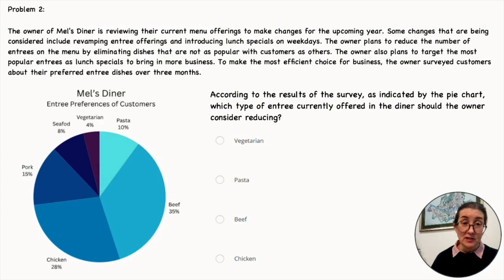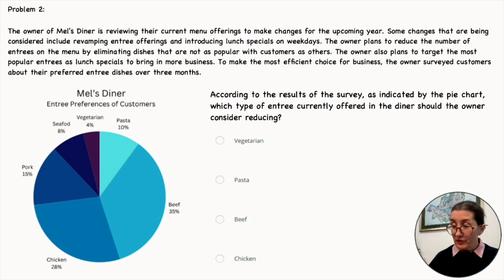3 months. According to the results of the survey as indicated by the pie chart, which type of entree currently offered in the diner should the owner consider reducing? Vegetarian, pasta, beef, or chicken?